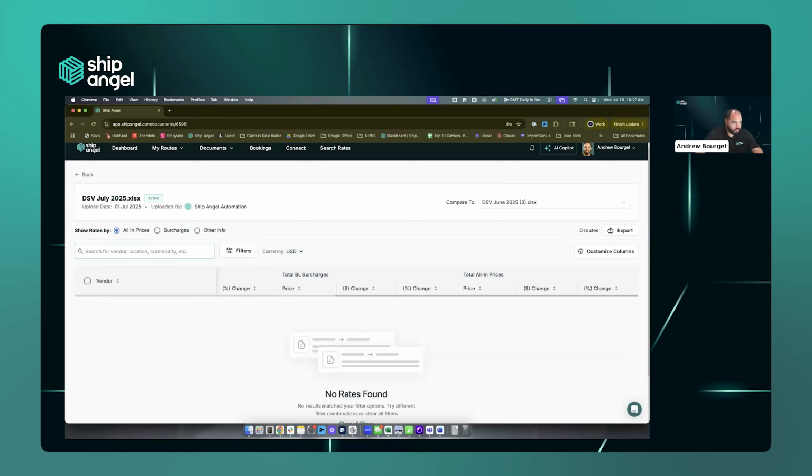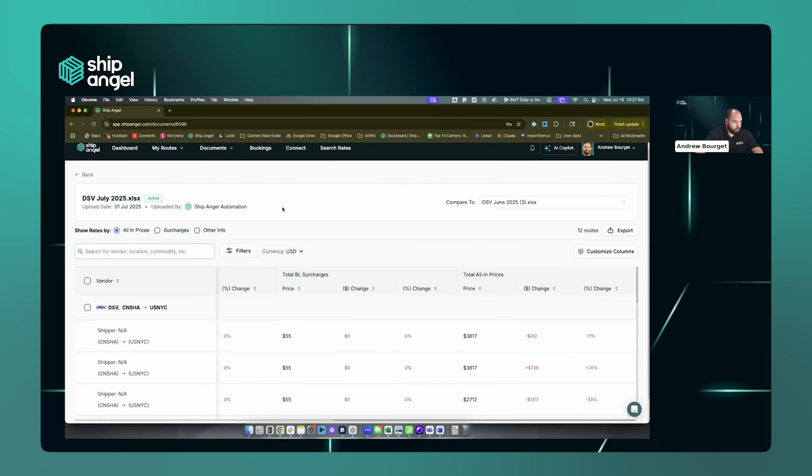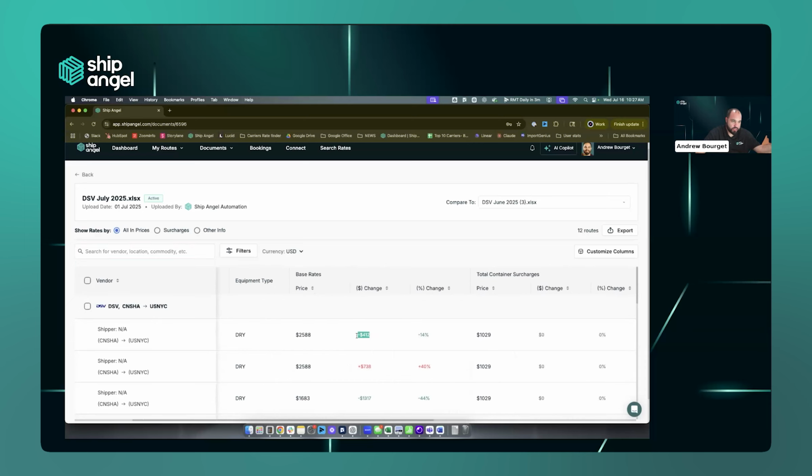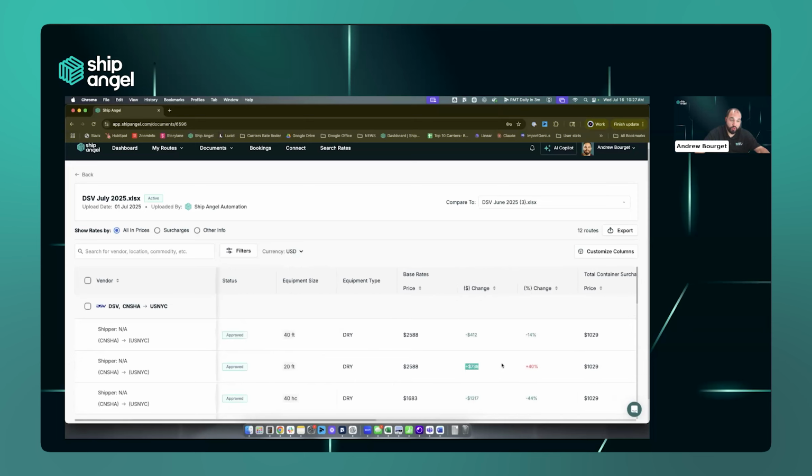So it doesn't want to work. LAX should pop in here. Oh, we can't seem to find it here at the moment, but what you can see here is Shanghai to New York City. What the system is telling you is your base rate has changed. The base rate went down $412, which is wonderful news. But in this scenario, the 20-foot rate actually went up.